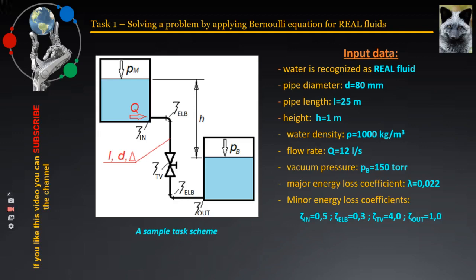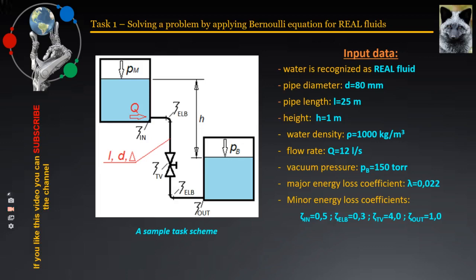The coefficient of friction, also known as major energy loss, lambda, is 0.022, and those in local resistances, also called minor energy losses, respectively are: at the entrance, zeta in is 0.5, for an elbow, zeta elb is 0.3, at the throttle valve, zeta TV is equal to 4, and at the outlet, zeta out is equal to 1.